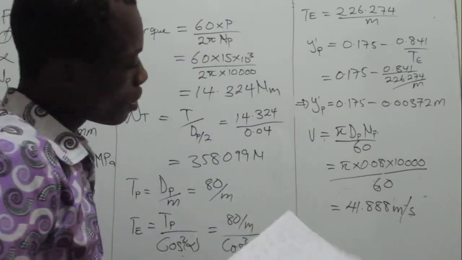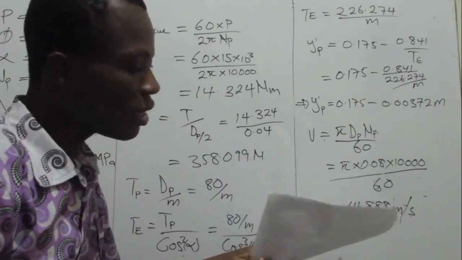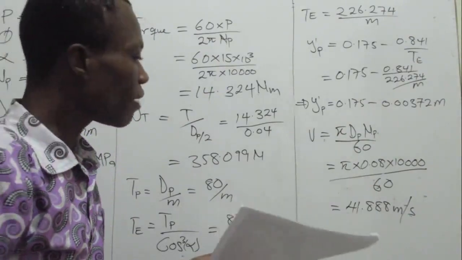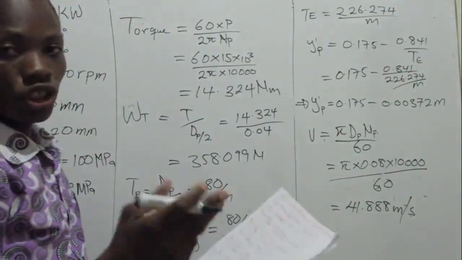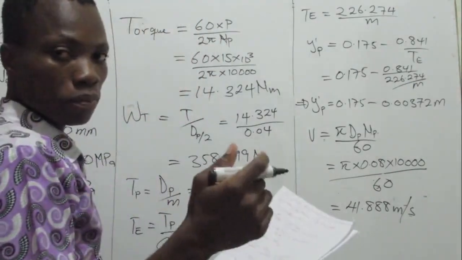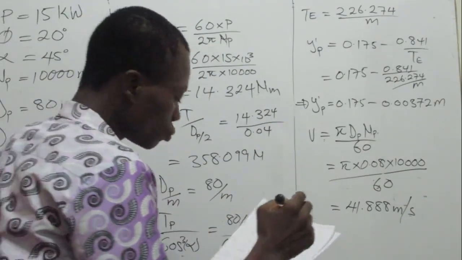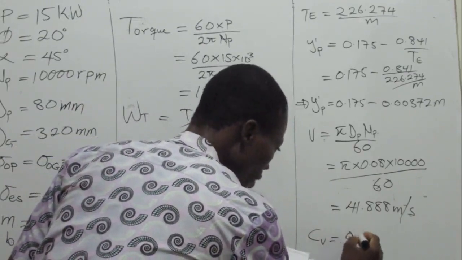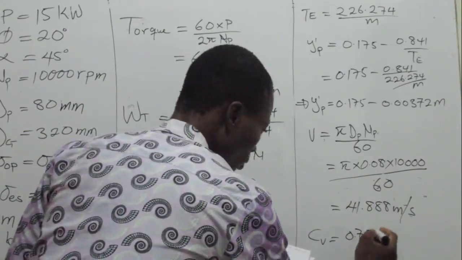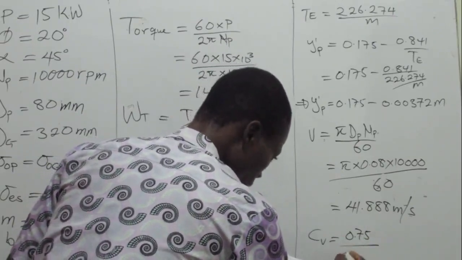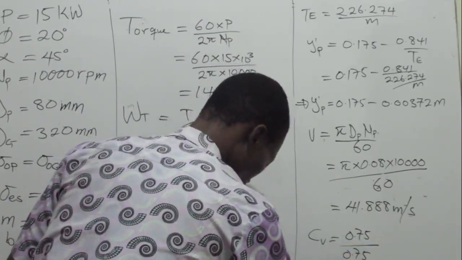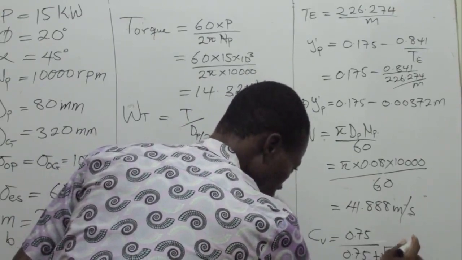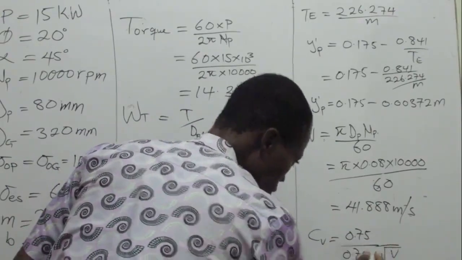You will see that this value here is greater than 20 meters per second. And for values of pitch line velocity greater than 20 meters per second, the equation we use is CV equals 0.75 divided by 0.75 plus square root of V.